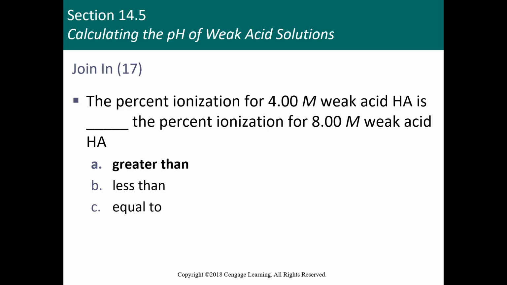So you would expect here that the 4 molarity would have a larger percent ionization than the 8 molarity. What this is, again, this is a logarithmic scale. And so your 4 has a lower denominator than 8, which is a larger denominator, and thus is going to give you a greater percent ionization than the 8 molarity.